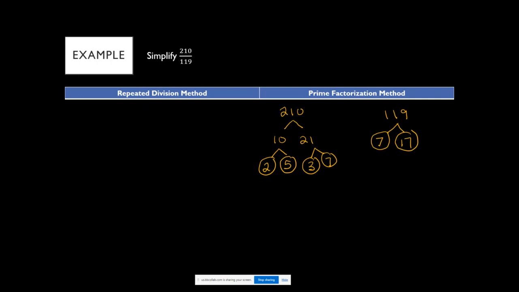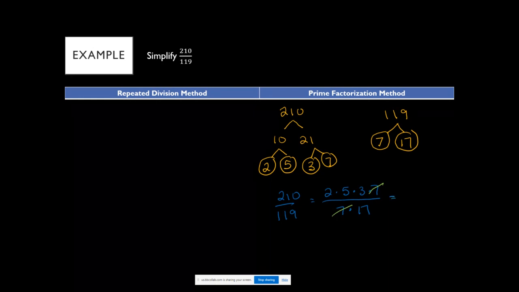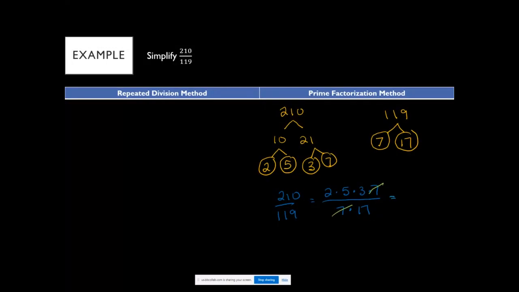So now I'm going to rewrite this. We started with 210 over 119. 210 is 2 times 5 times 3 times 7. 119 is 7 times 17. So the only thing they have in common is 7. There's nothing else in common there. So then I'm going to multiply 2 times 5 is 10, times 3 is 30, and then a 17 here, and that is going to be the reduced form because we basically canceled everything out.